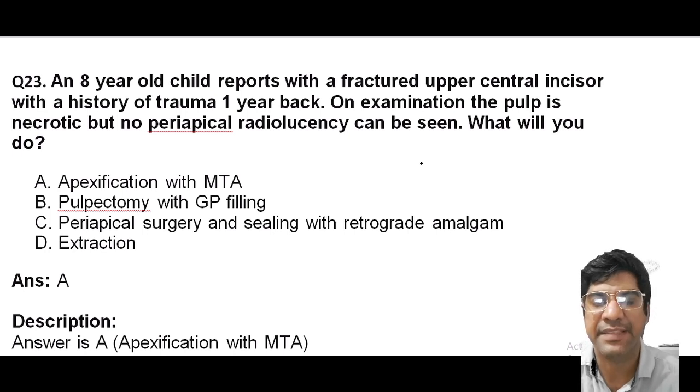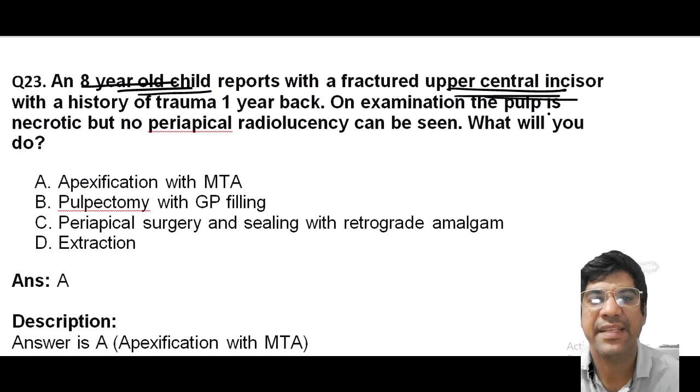Well, apexification is a common endodontic procedure that is used when a non-vital permanent tooth has incompletely formed roots. So in this case, the child's tooth is non-vital. However, there is no periapical radiolucency. So that means that the infection has not spread beyond the tooth apex. So the dentist will perform apexification by using MTA.